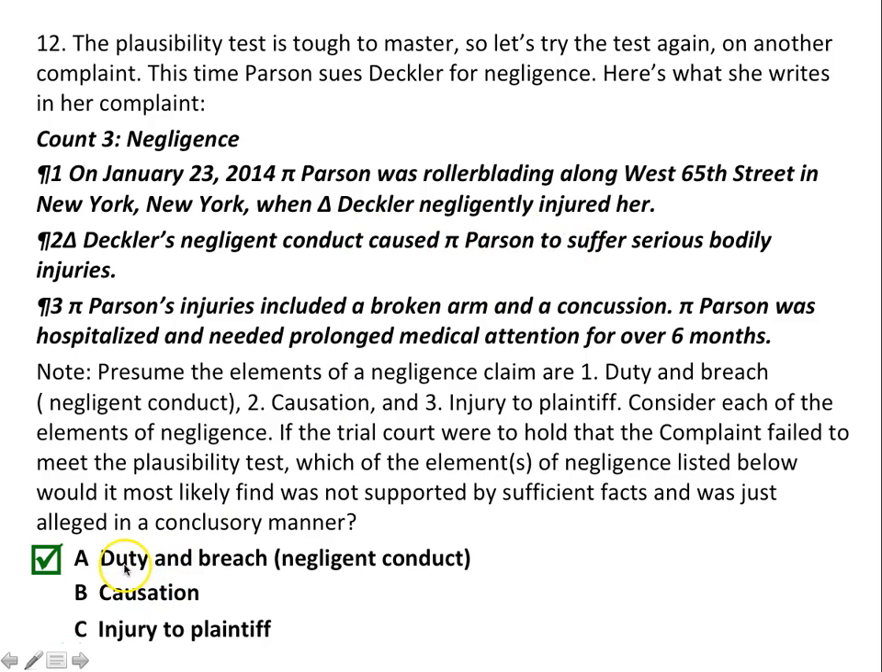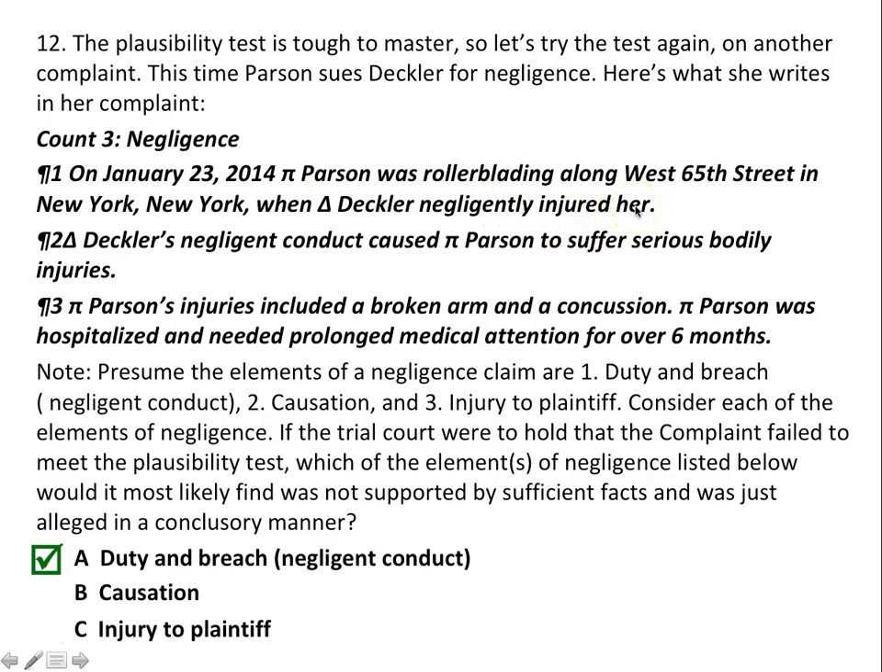Why do we say that duty and breach, the allegation of negligent conduct, is problematic? Take a look at the complaint again. Suppose you were the defendant. What is Ms. Parsons saying you did? All it says is that you negligently injured her.